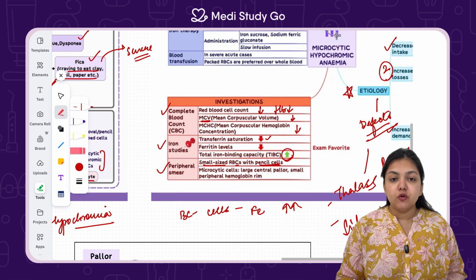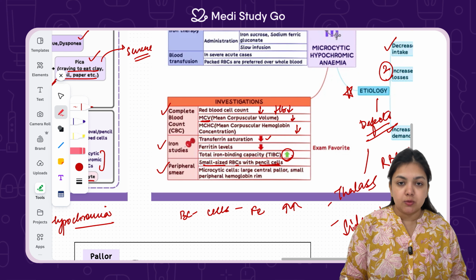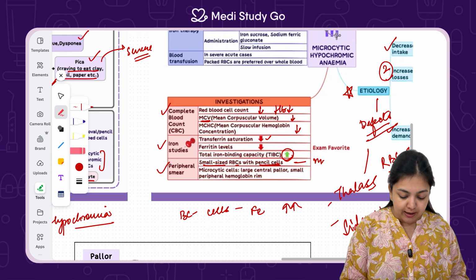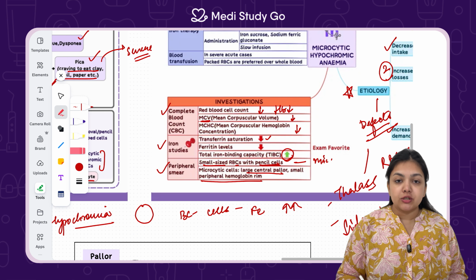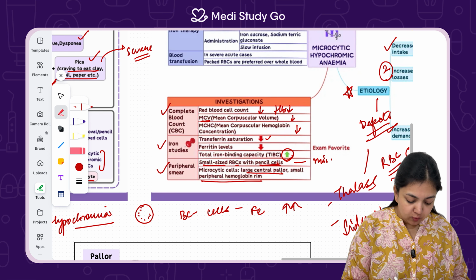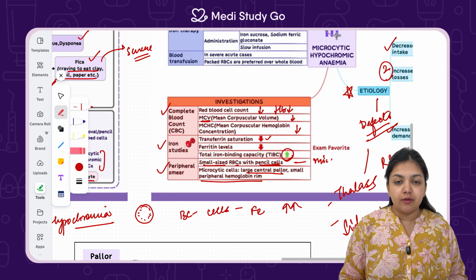And lastly, if you take the peripheral smear for the patient's blood, you're going to see small-sized RBCs with pencil cells, which gives it the term of microcytic. Then there are going to be cells with large central pallor and small peripheral hemoglobin. So the cell is going to have just small hemoglobin on the boundary. This is how you can come to a confirmatory diagnosis for microcytic hypochromic anemia.